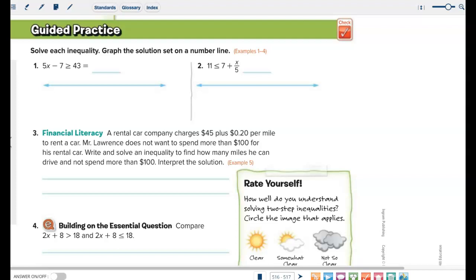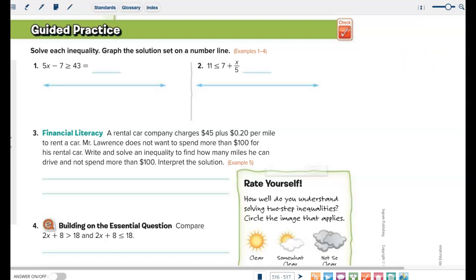All right, so we are going to flip forward a few pages in our book. That's just so that we can get all the different examples in one spot so we don't have to flip through so many pages. We are moving on to two-step inequalities. So I am on page 516. I'm going to be doing number 1 through 4 with you, and then you'll have an assignment at the end.